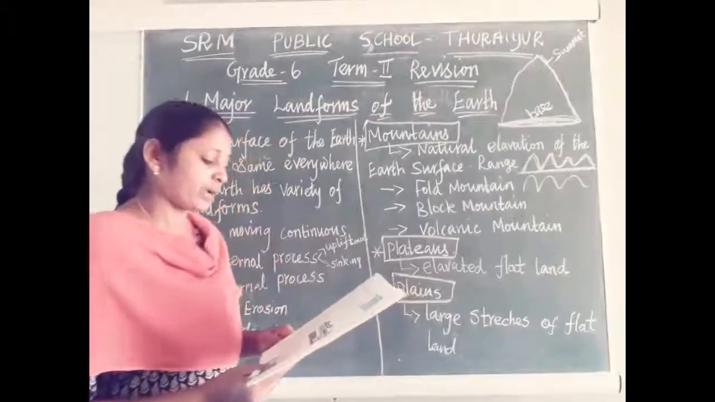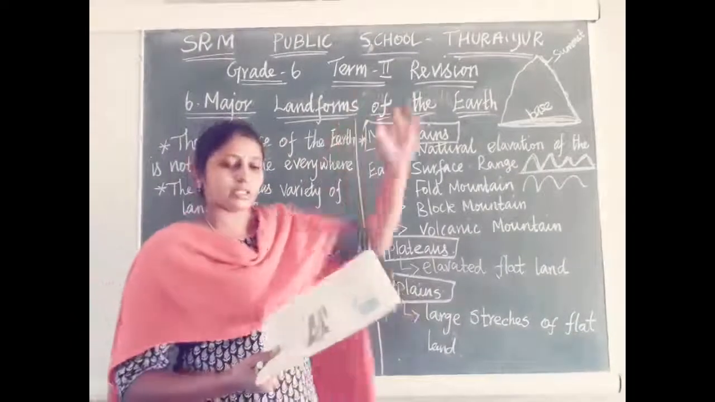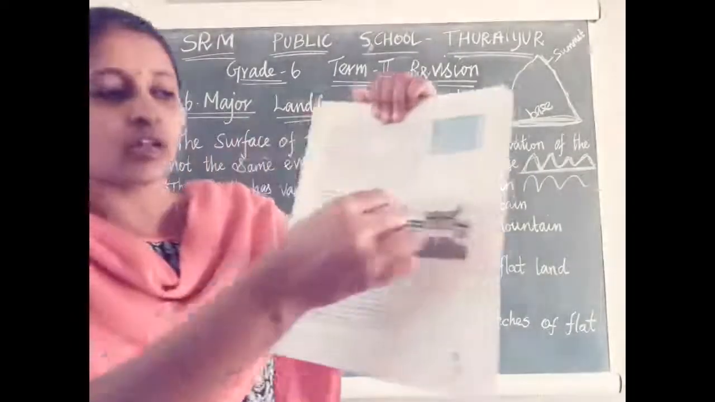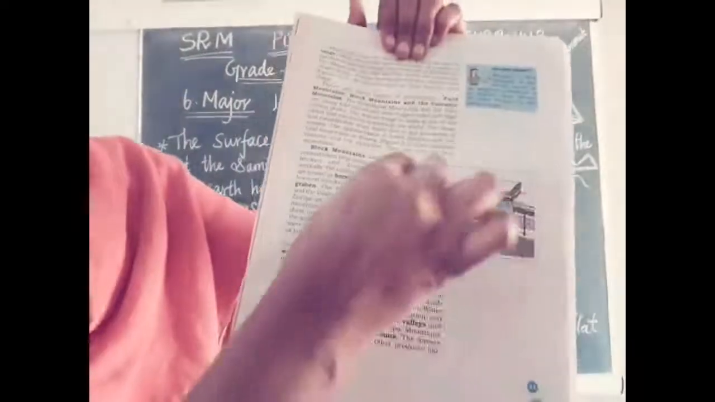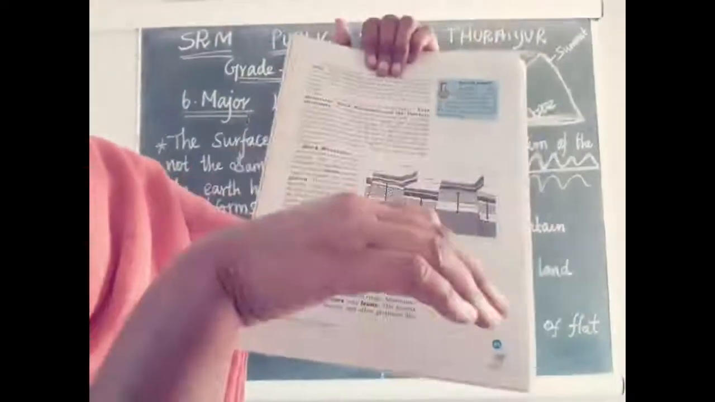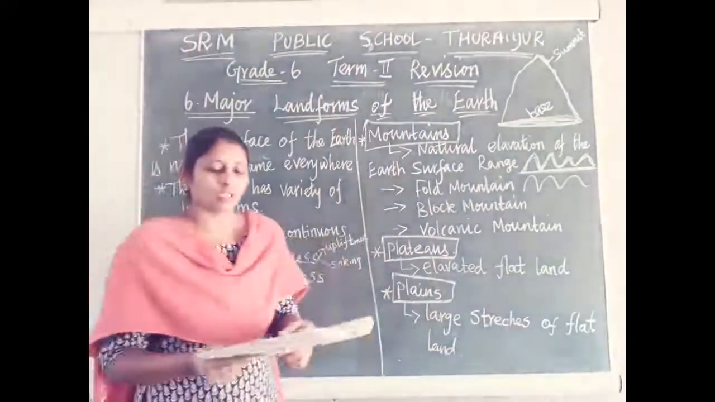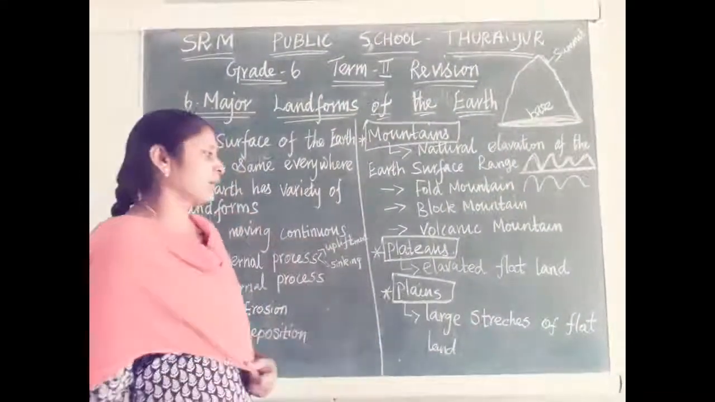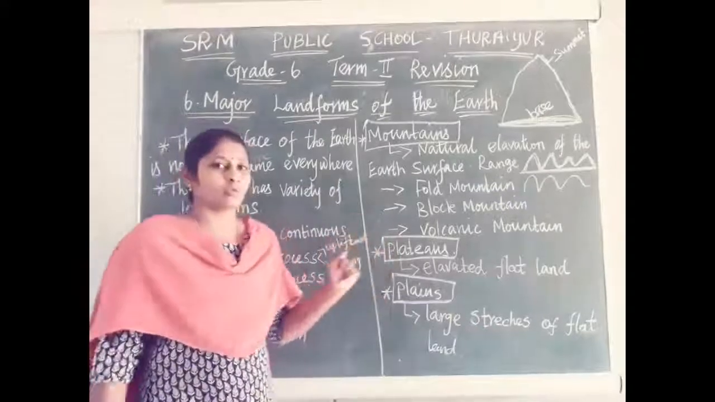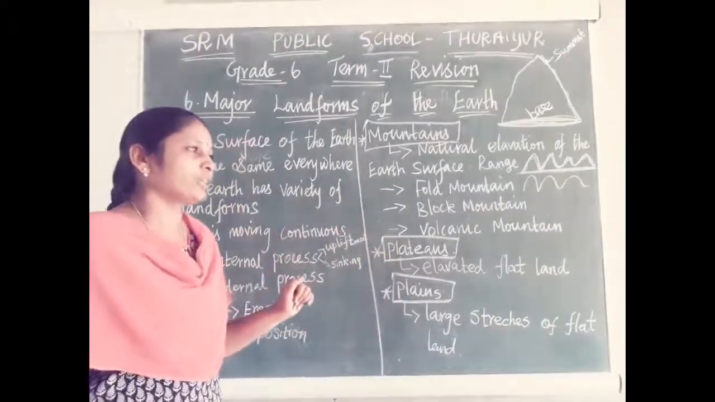In block mountains, the highest area is called the forest, and the lowest portion is called the garden. Next is the volcanic mountain.